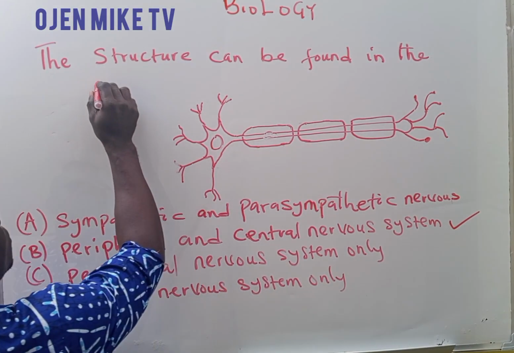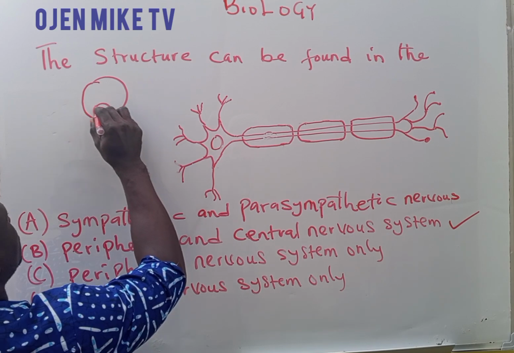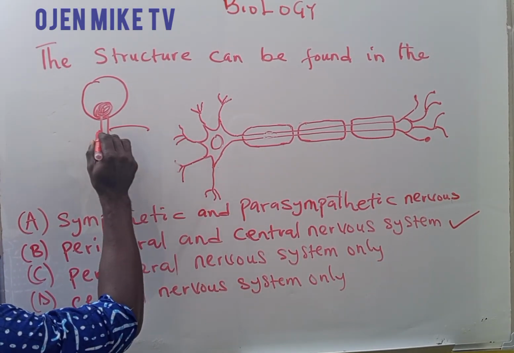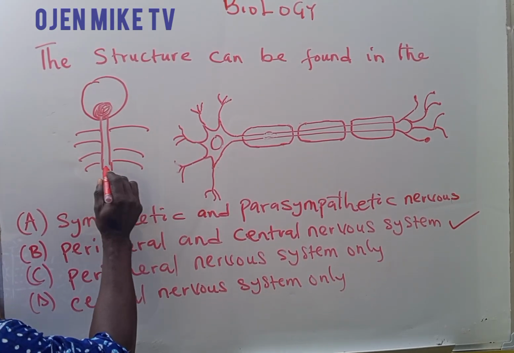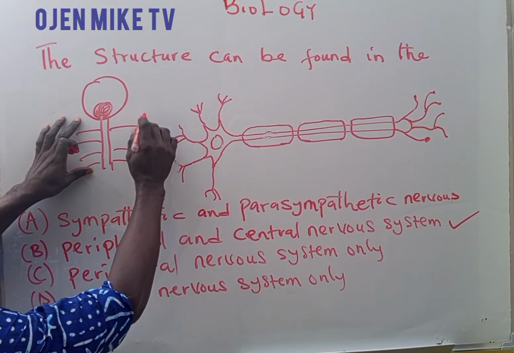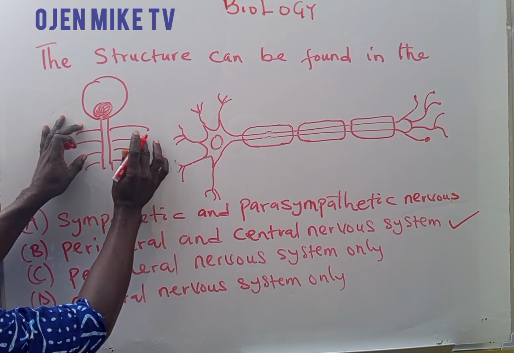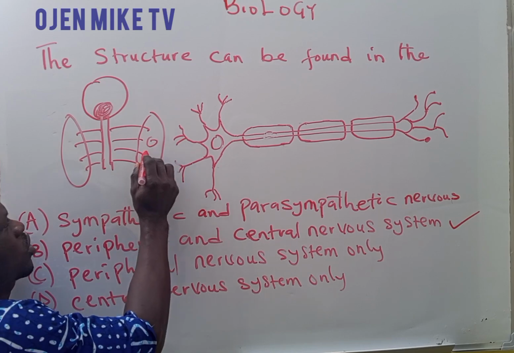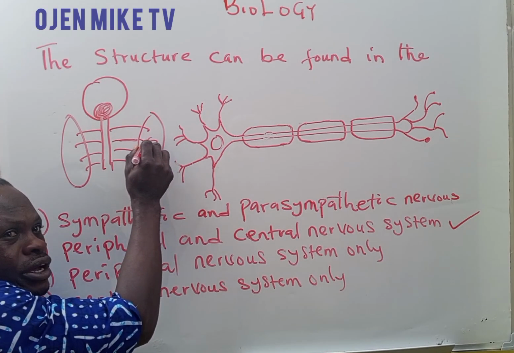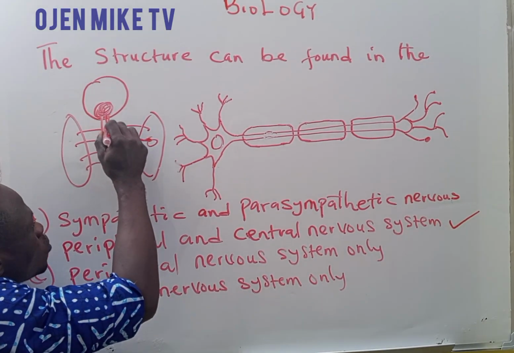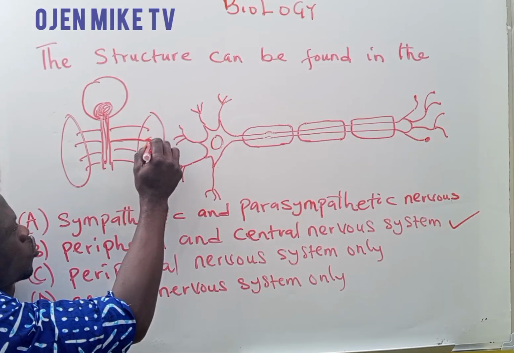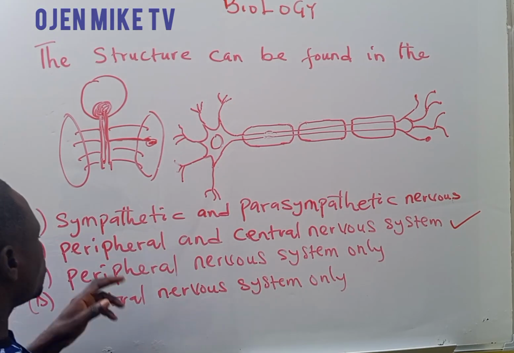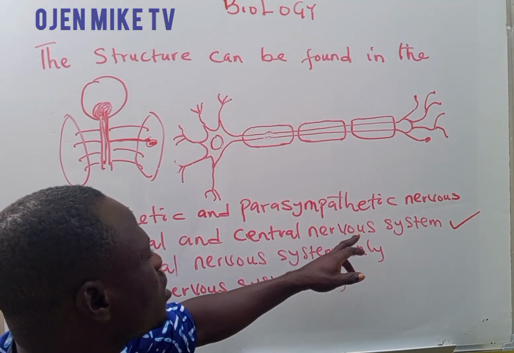Look at the structure of the brain. This is the brain, this is the spinal cord. Now outside here, this is peripheral. Let's just say this is your body. These nerves here connect the peripheral, let's say this is the nerve cell connecting the peripheral, to what? To the central nervous system. If something happens here, it will take it here for processing. So our correct option is what? Peripheral and what? Central nervous system.